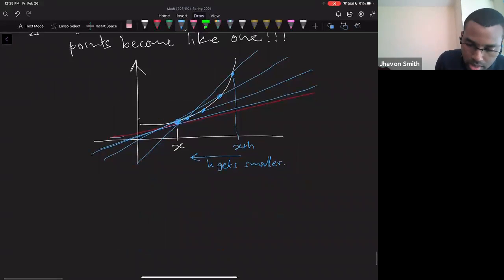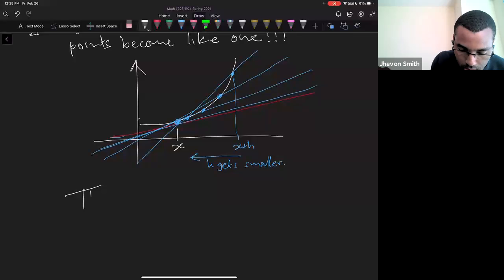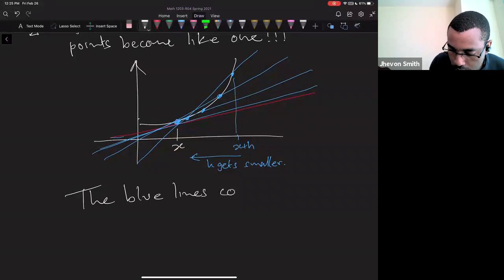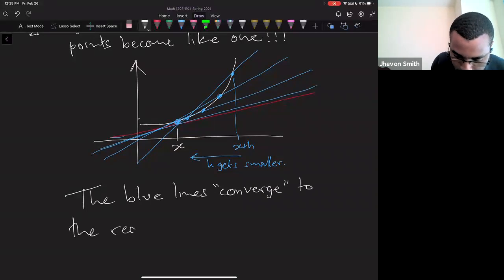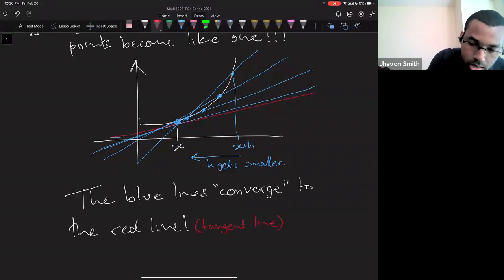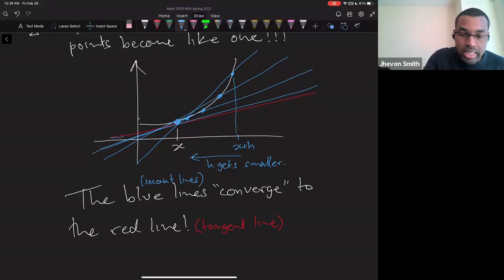So the blue lines converge, as we call it, to the red lines. Now the red line is the tangent line. The blue lines, these are secant lines. So it turns out that secant lines, I can make them become the tangent line.